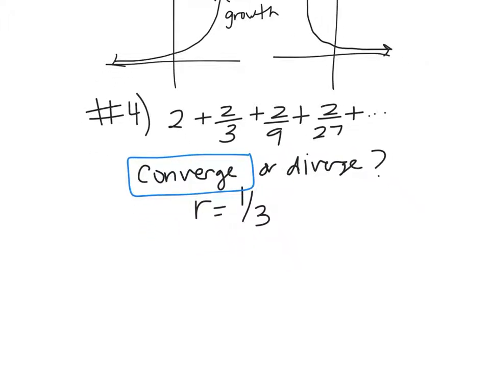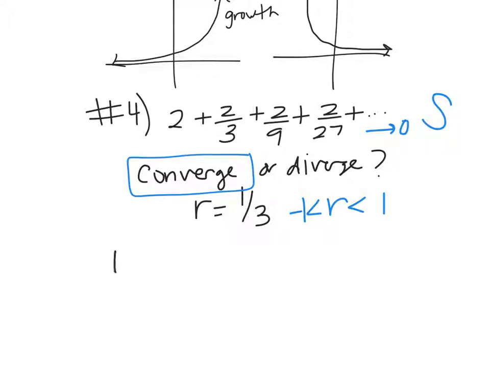It actually has a sum. These numbers are getting smaller and smaller and smaller, and they're going to get to 0 at infinity, pretty much, so it will have a sum. The sum's not 0 because you're adding up 2 plus 2/3 plus 2/9. So r is 1/3. 1/3 is between -1 and +1, so this series converges.